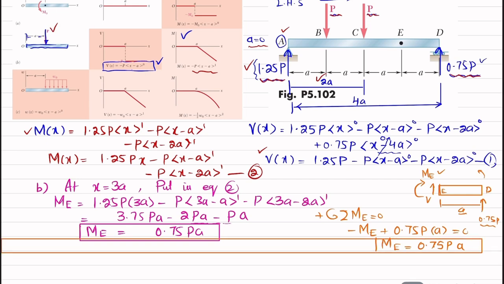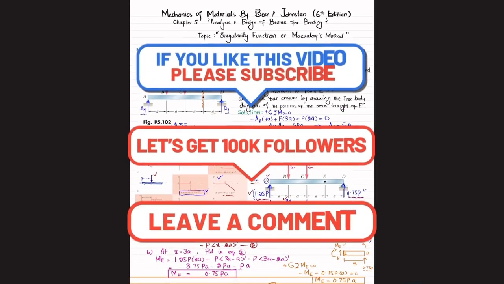Now you can compare this moment, which is obtained from the equation, with the moment which is obtained by taking the section to the right side of the E. Both are same. So hence it is verified that our required equation of shear force and bending moment is correct. And that was all about this problem 5.102.